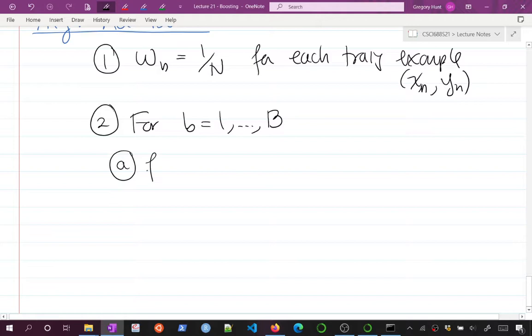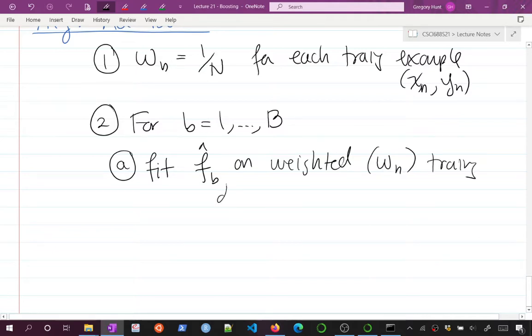substep A here is I'm going to fit some classifier f hat B on training data, let's say on weighted training data, weighted by the WNs. Basically what this means is that I'm going to fit a weighted loss. So for example, if we fit a tree, I'm not going to minimize the RSS. I would minimize the weighted RSS. Or for classification, instead of minimizing the misclassification error, minimize a weighted misclassification error when I fit this.